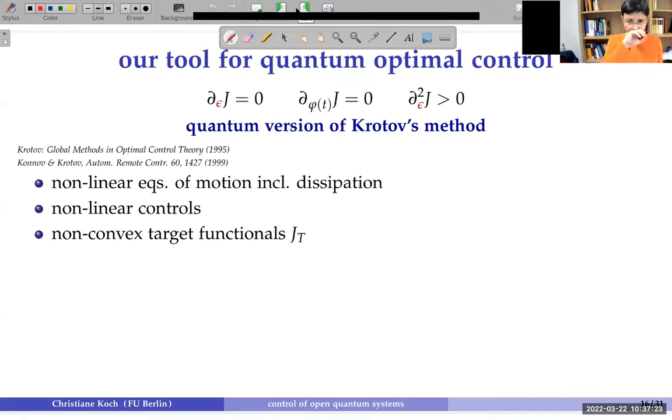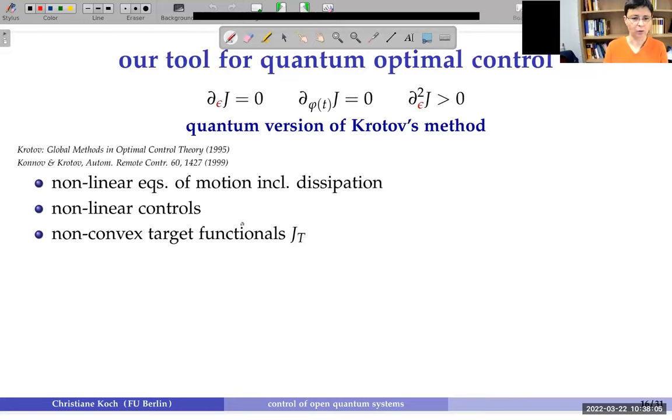And the reason why we like Krotov's method so much is that it's very versatile. So we can look at not only the Schrödinger equation that we used in the example I just showed you, we can also have nonlinear equations of motion. We can include dissipation, which is of course important if you want to look at open quantum systems. We can have nonlinear coupling to controls. So instead of having just sigma x times your control, it could also be some control squared, let's say u squared coupling to sigma z or whatever.